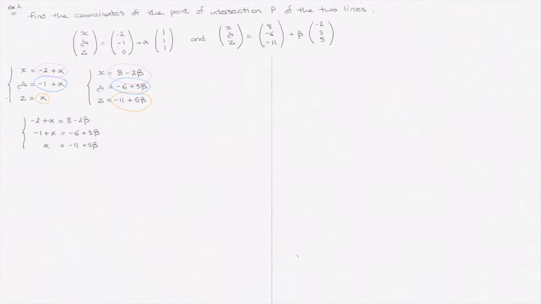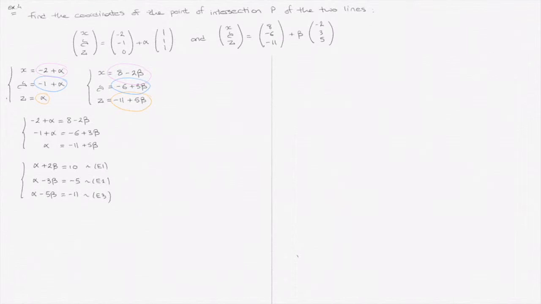We now have three equations with two unknowns. We'll rearrange this a bit so that we have the unknowns alpha and beta on one side of the equation, looking something like this. Alpha plus 2 beta equals 10. Alpha minus 3 beta equals -5. And alpha minus 5 beta equals -11. And just as we always should, we'll name each of these three equations equation 1, equation 2, and equation 3.